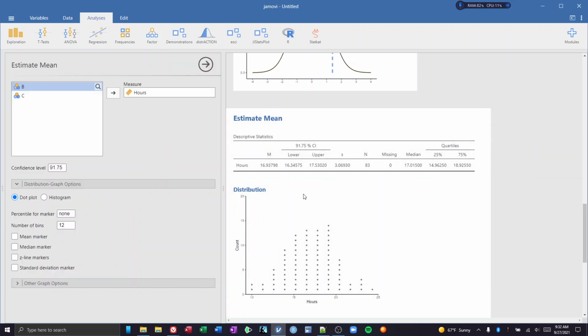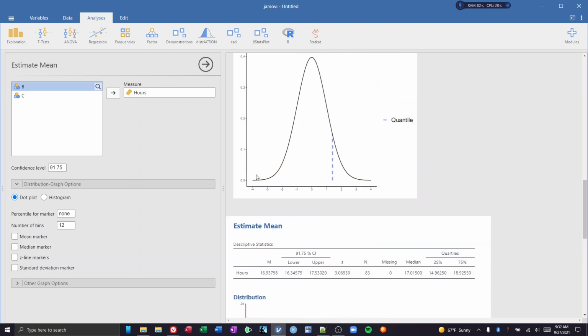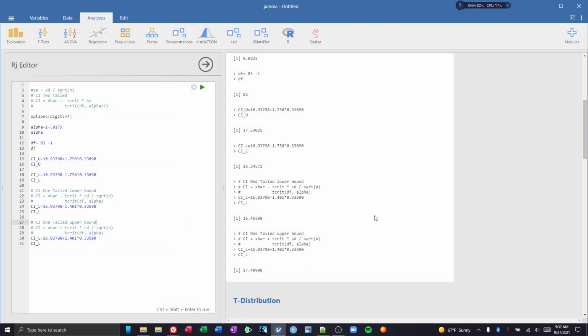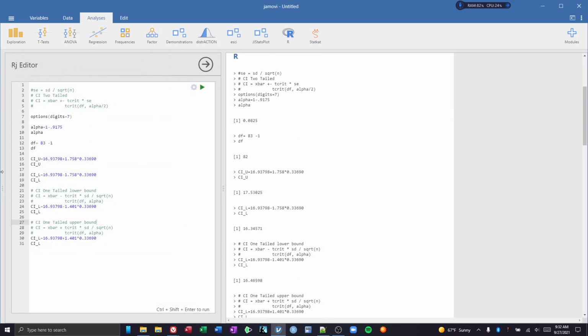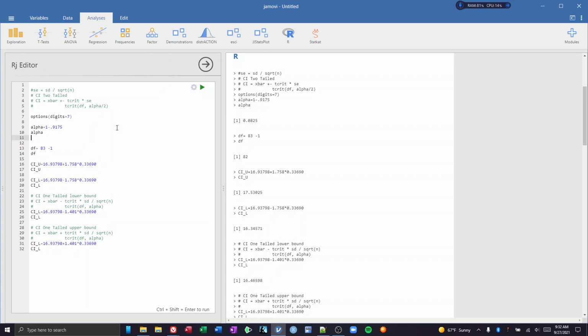Now, the one thing that it doesn't do is allow you to do a one-tailed confidence interval. But there is a trick that you can do to get around that. So we need to go back to our Jamovi stuff here and figure out a little trick. We have alpha here, and we need to know what alpha times 2 is. Let's just do alpha times 2, and we'll label it A2.